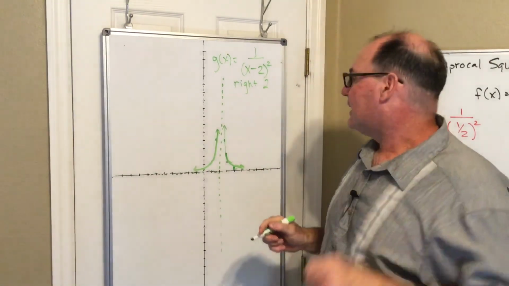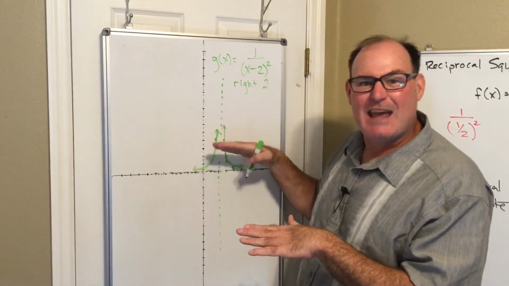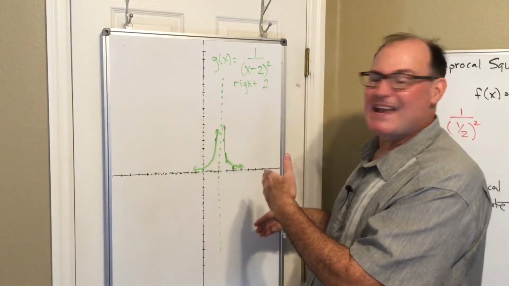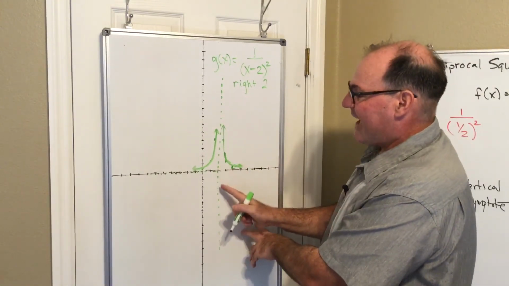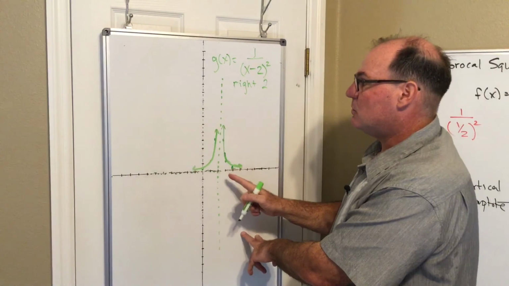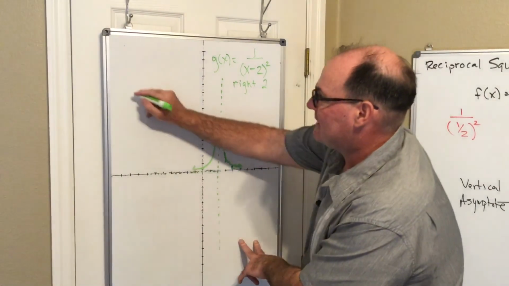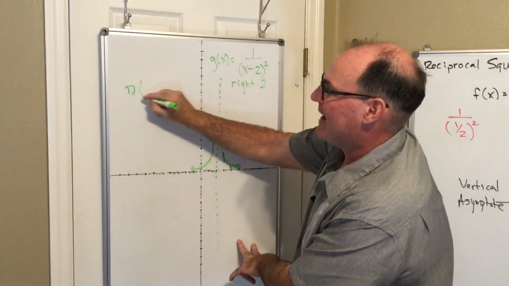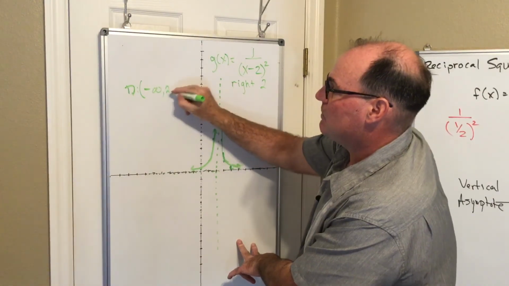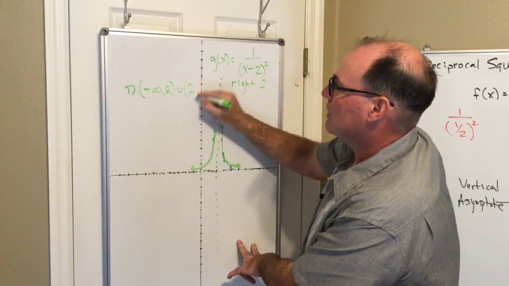One other thing. The range stays the same for this graph, but notice how the domain is now changed. The x value that is no longer used is 2. So the way that I would write the domain of this is I would say that the domain is -∞ to 2, union 2 to infinity.